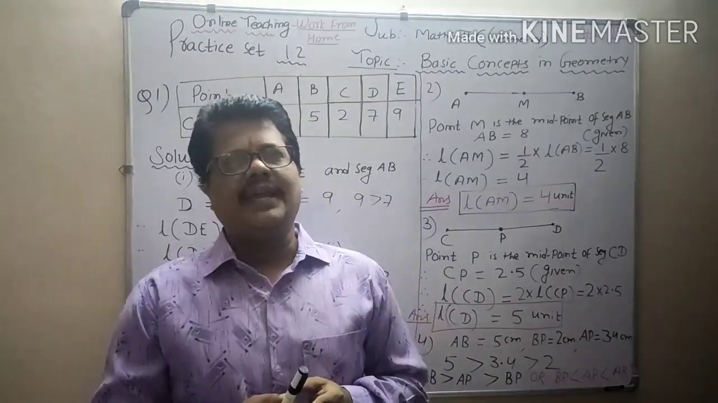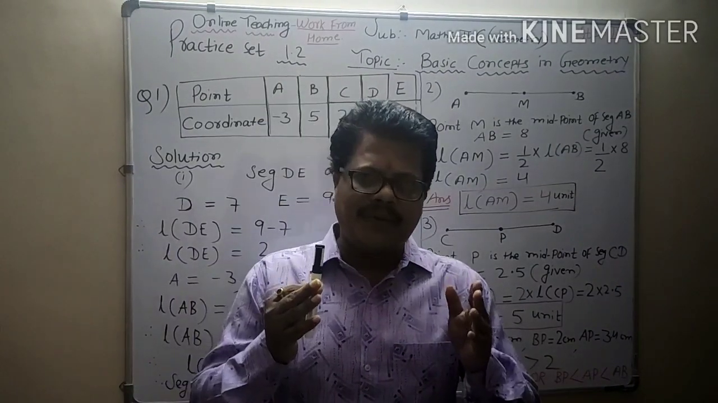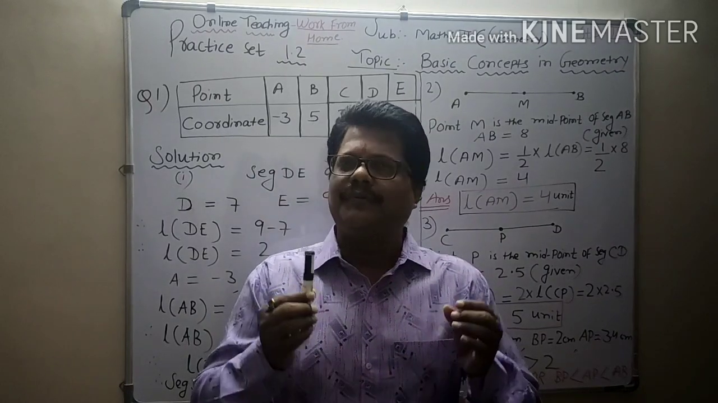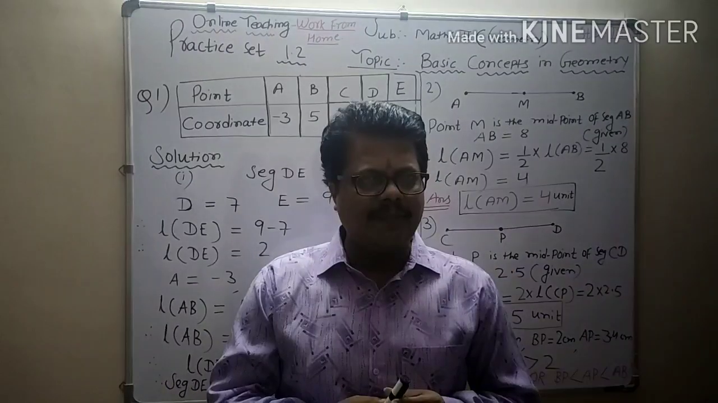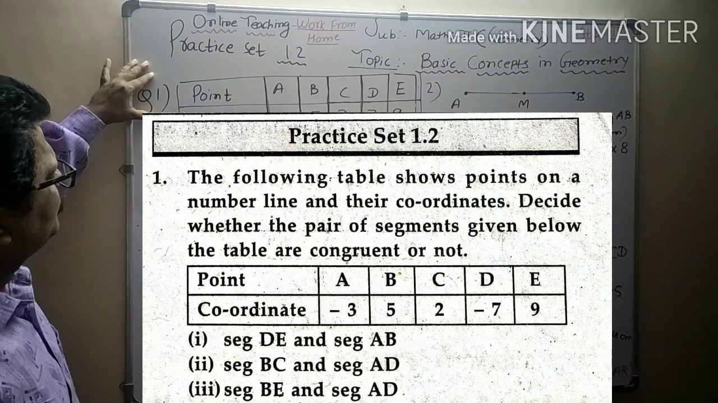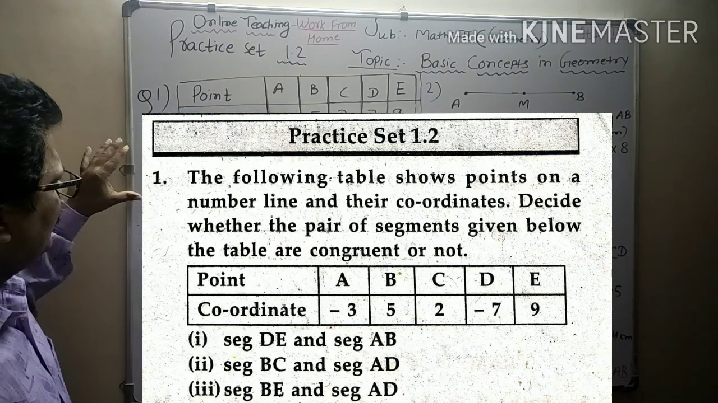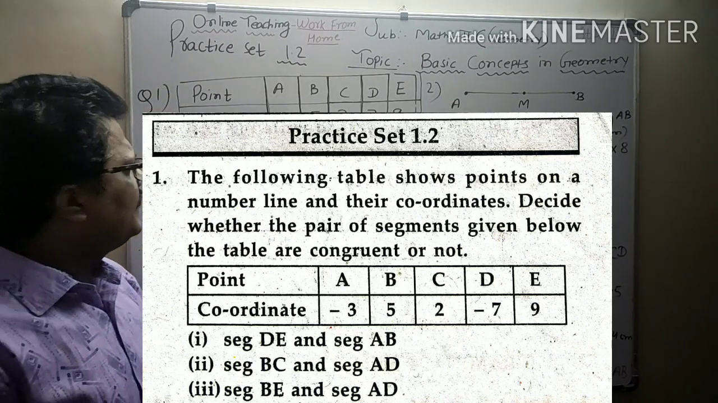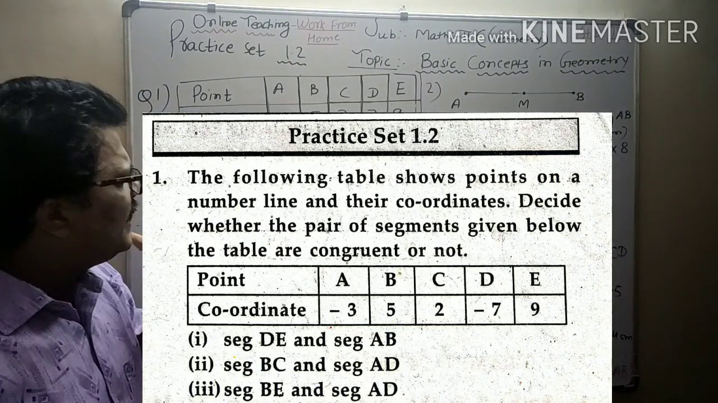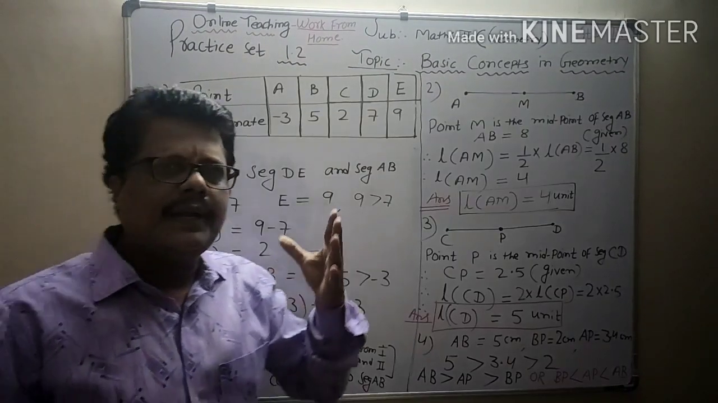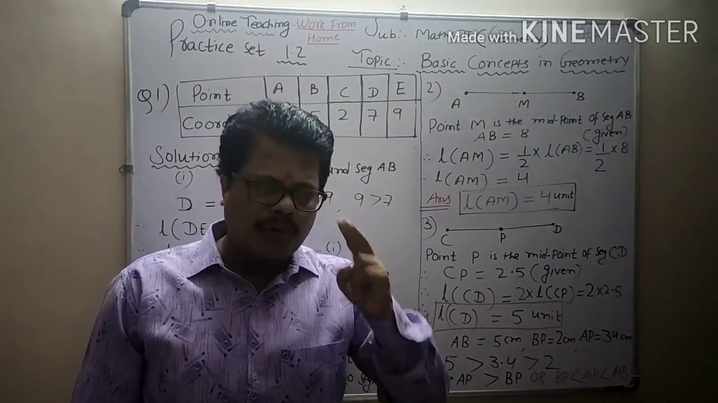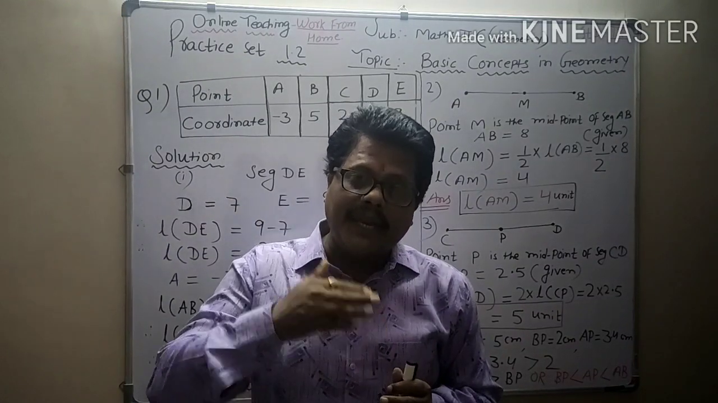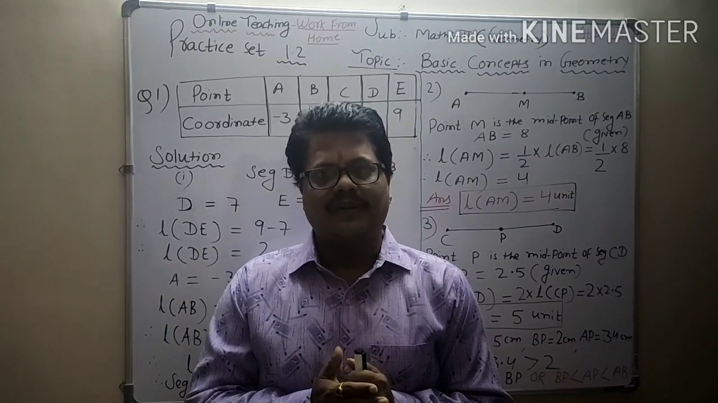बच्चों, हमने ज्योमेट्री का एक्सरसाइज 1.1 कंप्लीट किया। मैं आशा करता हूं कि आपको 1.1 पूरी तरह से समझ में आया होगा। इस 1.2 क्वेश्चन नंबर 1, they had made this kind of table and then they say that decide whether segment DE and segment AB is congruent or not. And there are the two more questions of that particular kind, but I'll teach first one and the remaining two will be given as a homework.